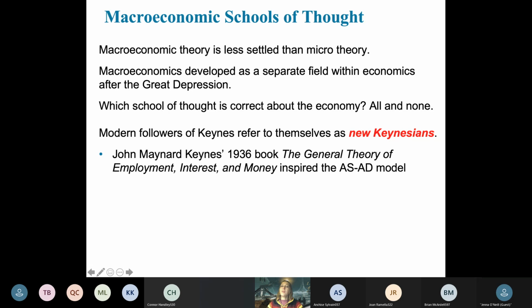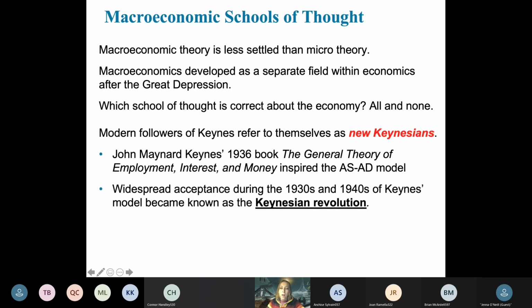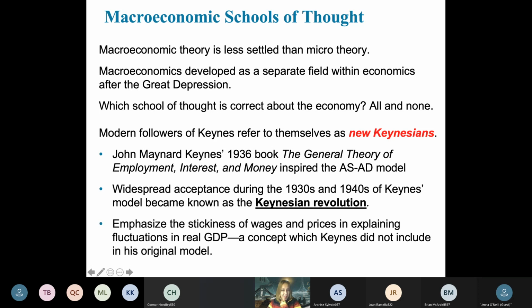So our aggregate supply and demand model is inspired by new Keynesian economics. Keynes was an economist during the Great Depression who advised the government what to do and explained why the government's policies are important, fiscal policies and monetary policies. In fact, his ideas were revolutionary at the time. The role of the government was not well thought out before John Maynard Keynes.